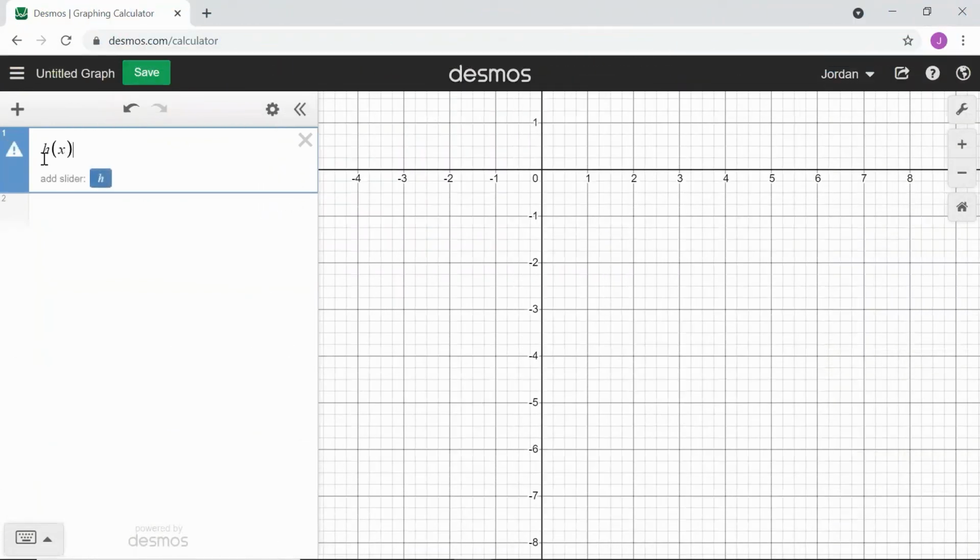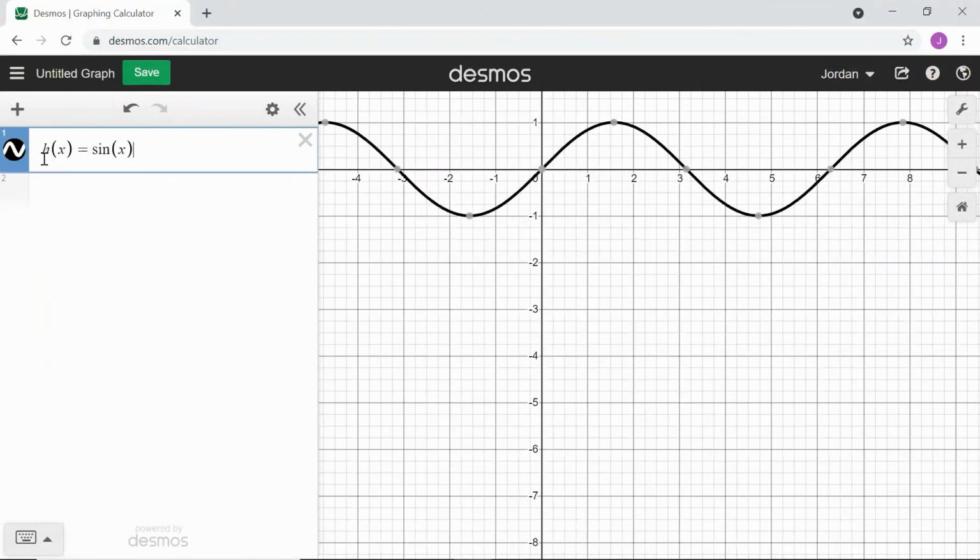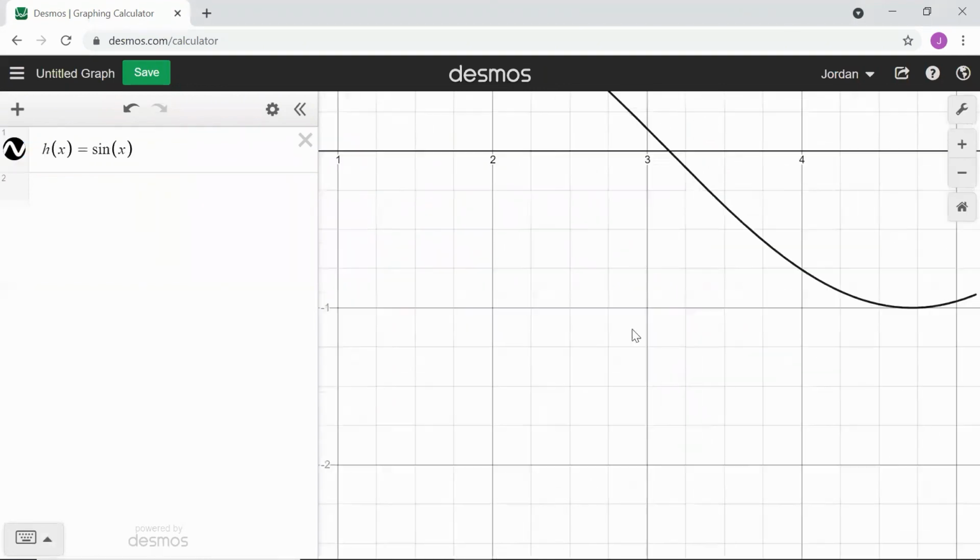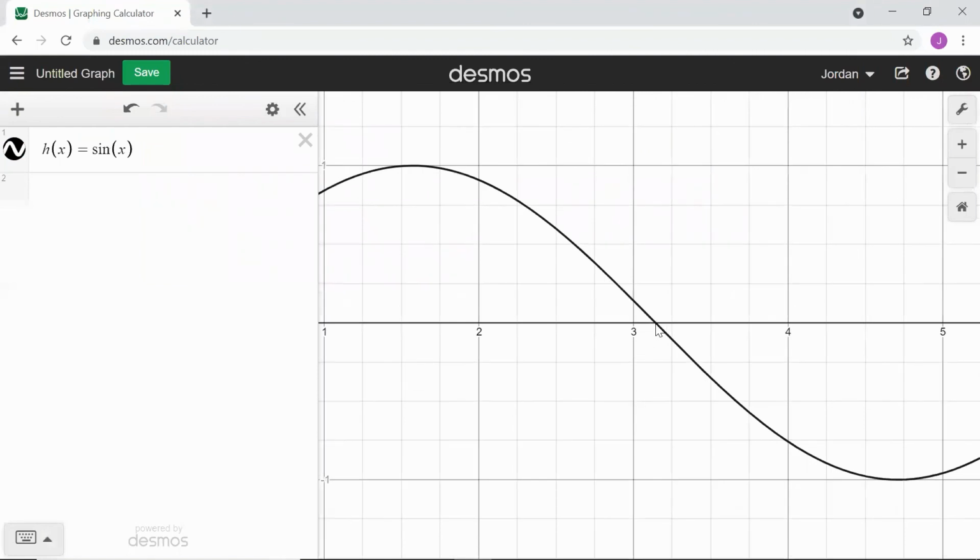So h of x equals sine of x. Graphically, if we can graph this, if you can find where pi is at, you take a point on this graph and you find where pi is at. It looks like, yeah, as the graph gets closer and closer to pi from the left, it looks like it is getting closer to 0, or the x-axis. And from the right, as we approach this way, it looks like it's going towards the x-axis.